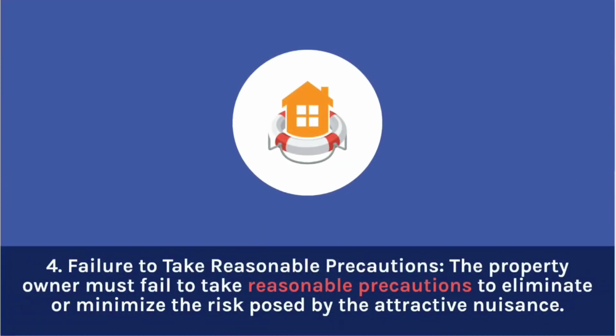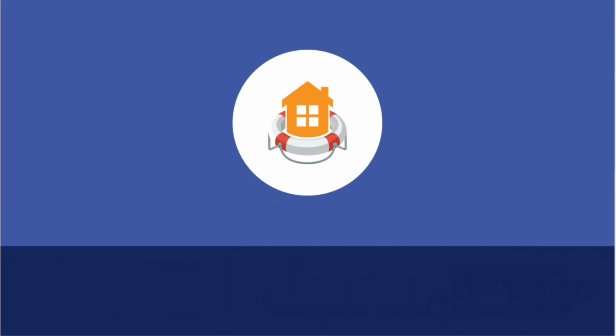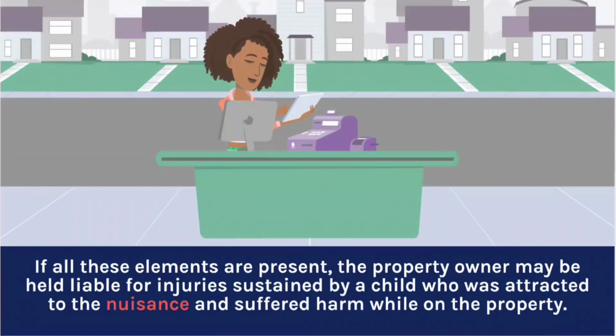4. Failure to take reasonable precautions. The property owner must fail to take reasonable precautions to eliminate or minimize the risk posed by the attractive nuisance. If all these elements are present, the property owner may be held liable for injuries sustained by a child who is attracted to the nuisance and suffered harm while on the property.